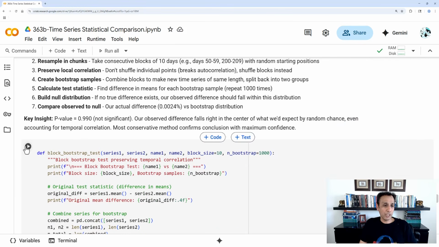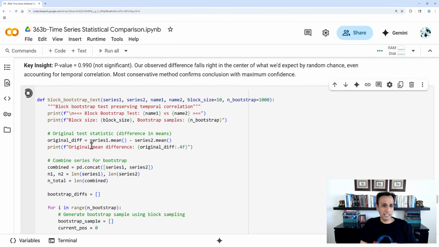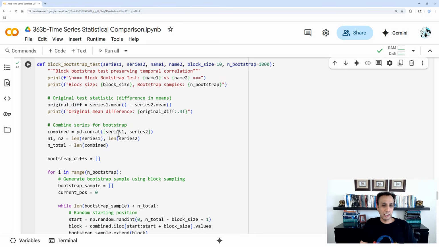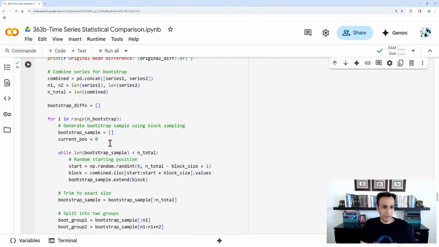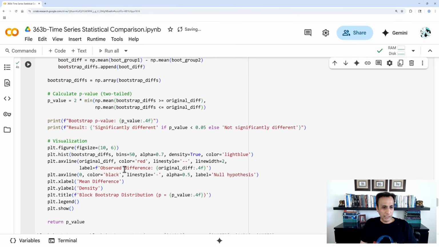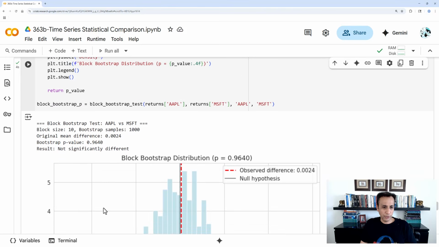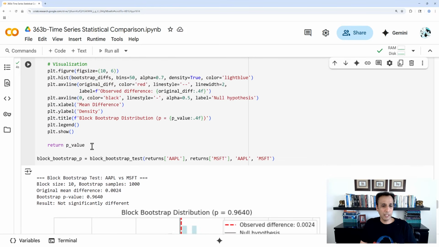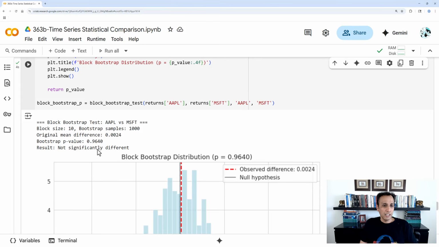So let's go ahead and run this part and look at the results. And again, we are taking the mean of series 1, mean of series 2. That's our original difference of means in the original data. And then we are combining the whole thing, and we are looking at where the Bootstrap differences are right here. I think we're not calculating the statistic here. We are doing that in the next block, which is okay. Let's go ahead and look at the p-value, 0.96 right there, Bootstrap p-value.